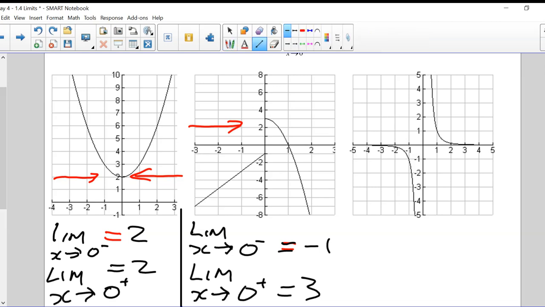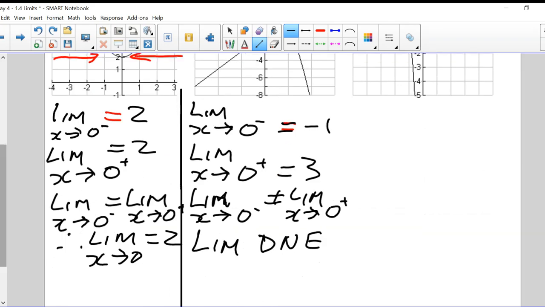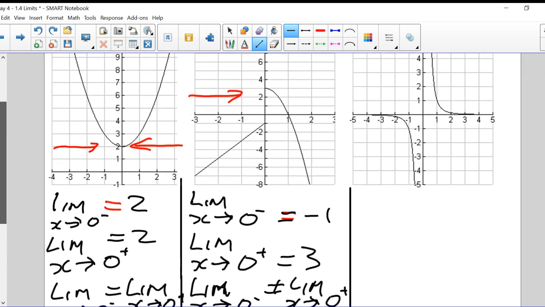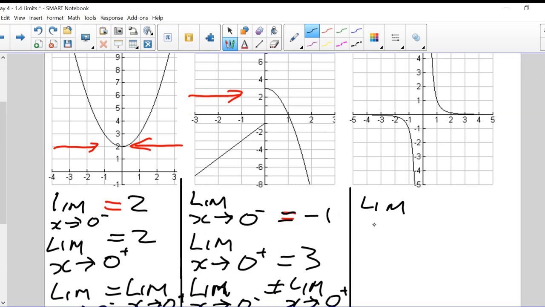Okay. Let's try the last one on this page anyway. I'm going to draw another line down here. And let's ask the question again. What is the limit as x approaches 0 from the left? What is that equal to? So now I'm talking about coming in from that direction.